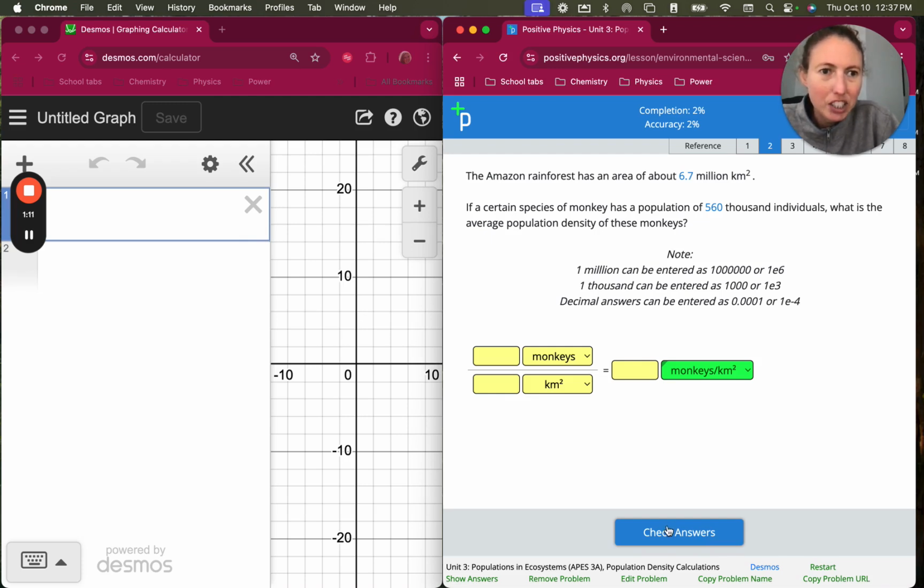But then we need to check and see which numbers are going to go in here. So we have large numbers to work with, 6.7 million. And there's a little note here that a million can be written out with all 6 zeros or with an E6. So this is a way that some computers and calculators take care of scientific notation. So I'm going to show you what that looks like.